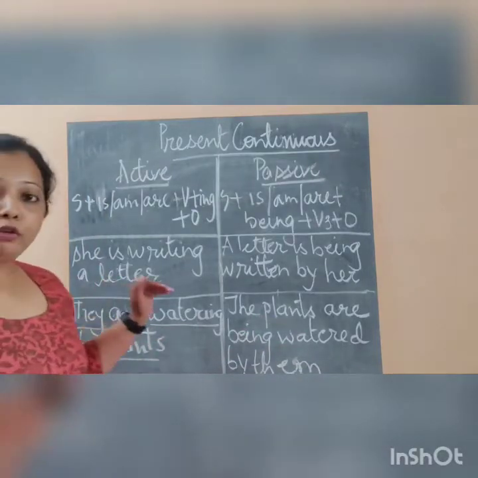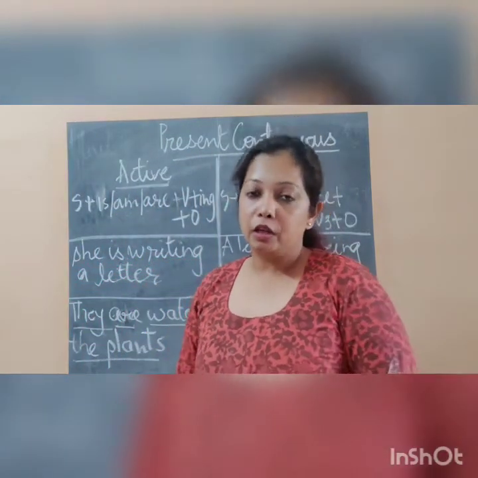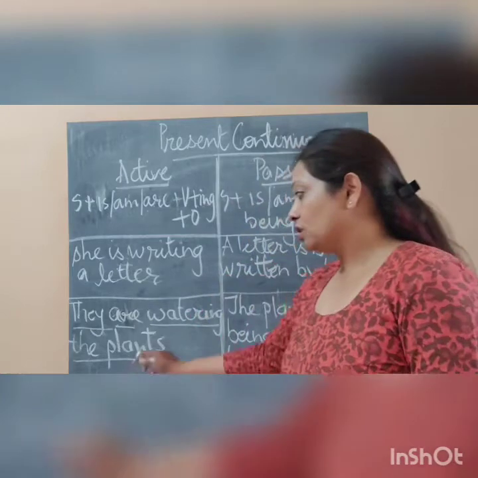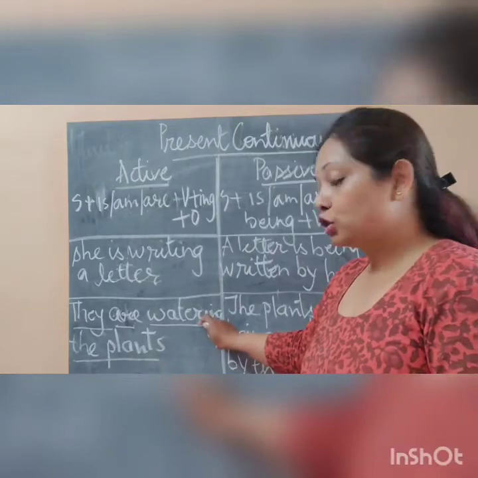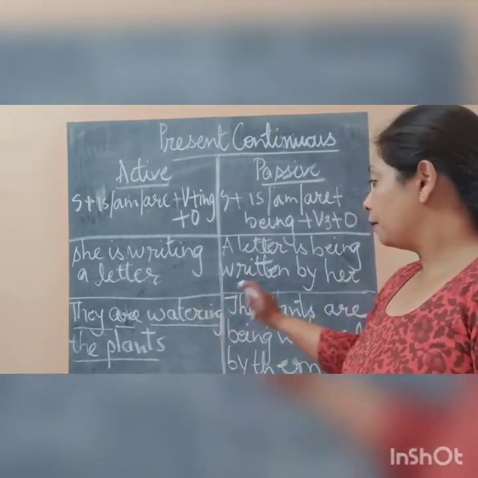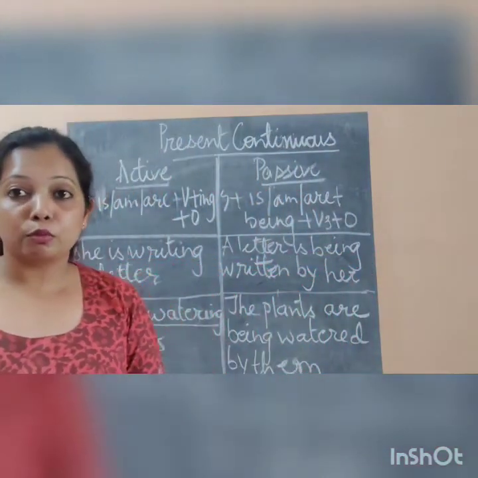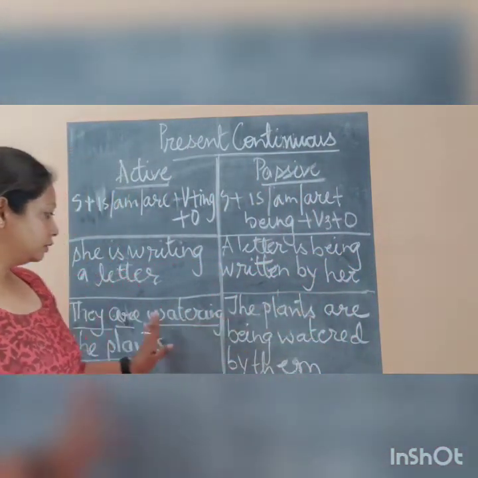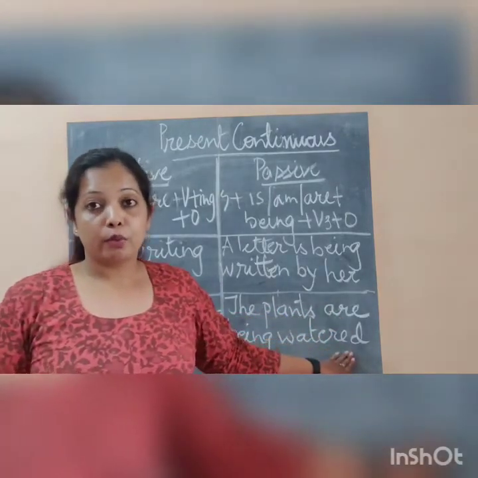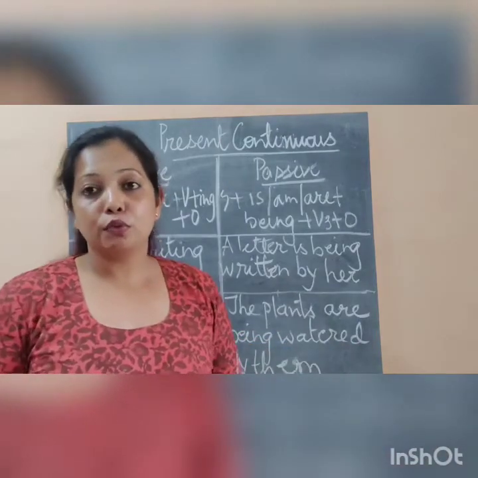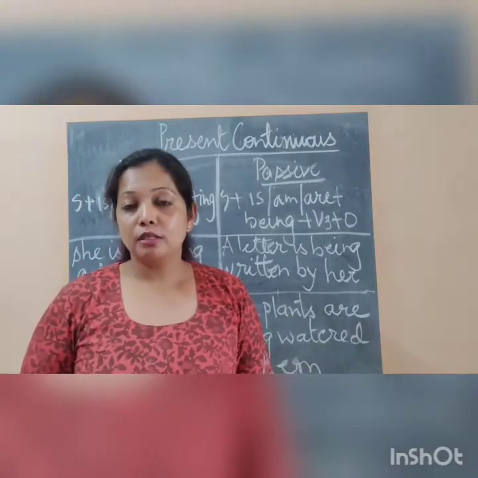When we talk about "they", we will change "they" to "them" when we are changing from active to passive. So "they" will become "them" here. And "watering", the "-ing" form, will become "watered", "are watered". That is the past form of the verb. And "are watering" becomes "are being watered". So that is how we change from active to passive in present continuous tense.